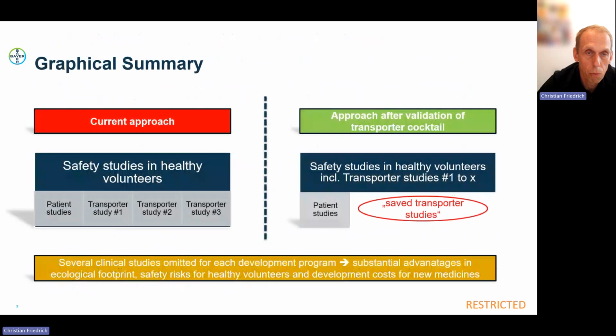And I won't go into that slide. That's essentially the graphical summary. So what is the current approach? What is the approach we are envisaging once the validation study is final?